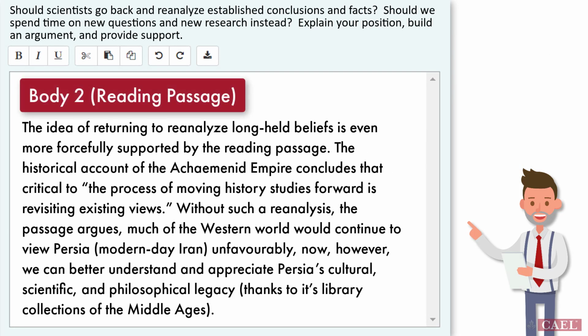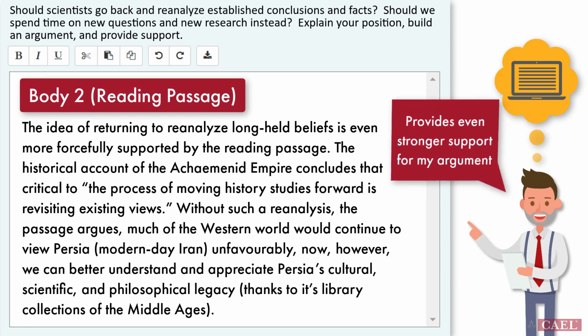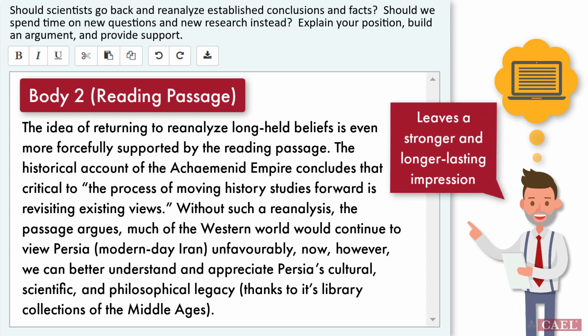Another reason for discussing the reading passage after the lecture is that I believe it provides even stronger support for my argument. Presenting my strongest argument or opinion here will leave a stronger and longer-lasting impression on my readers.